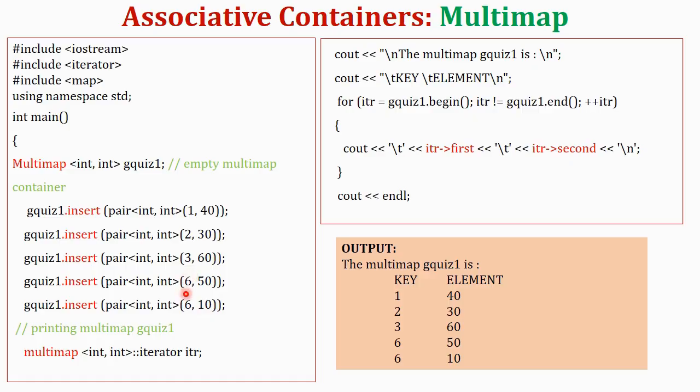See here, that is the same key but a different value. It means multiple values can refer to the same key. I already informed you about that, right? It will allow duplicate keys.